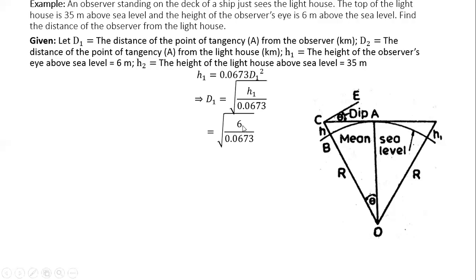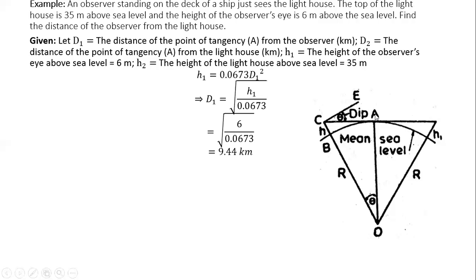Now h1 is known to me, 6 meter divided by this one. So I will get 9.44 kilometer. D is always in kilometer and h is always in meters. So the distance from the observer to the horizon, that is your CA distance, comes out to be 9.44.